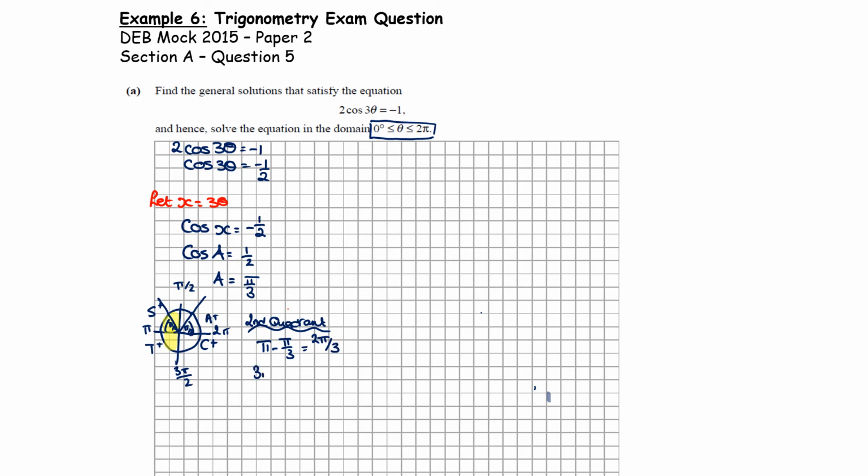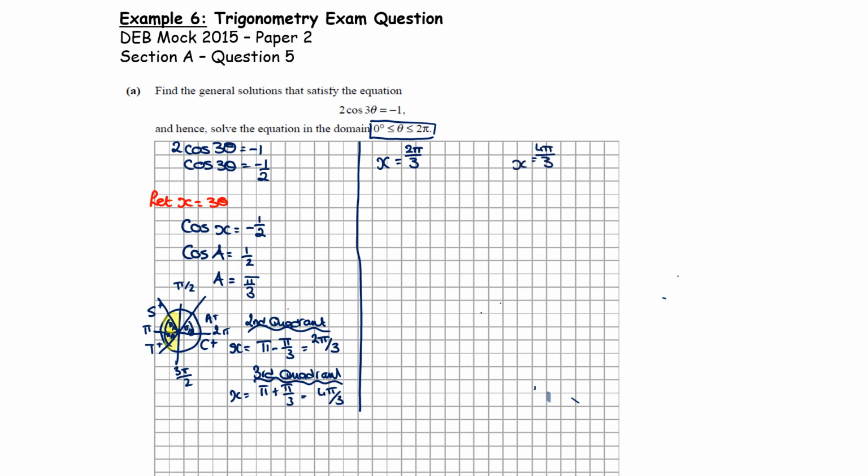The next one is my third quadrant, and in my third quadrant, the angle is here, pi over 3. So this one is pi plus pi over 3, which is 4 pi over 3. So that's my first two values of x. So x is 2 pi over 3, and x is also equal to 4 pi over 3.